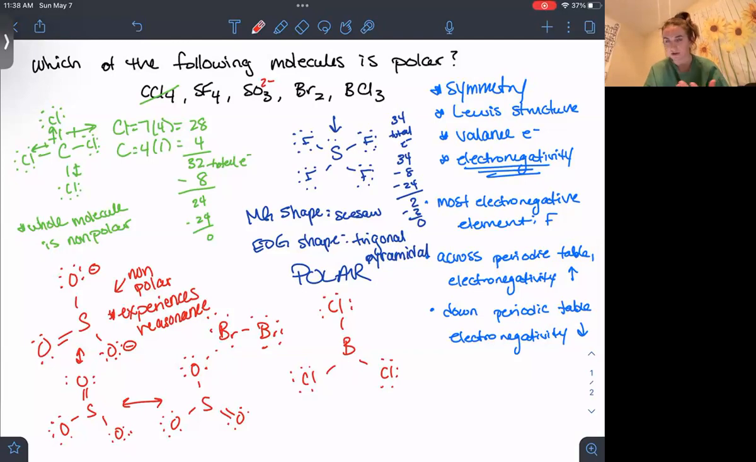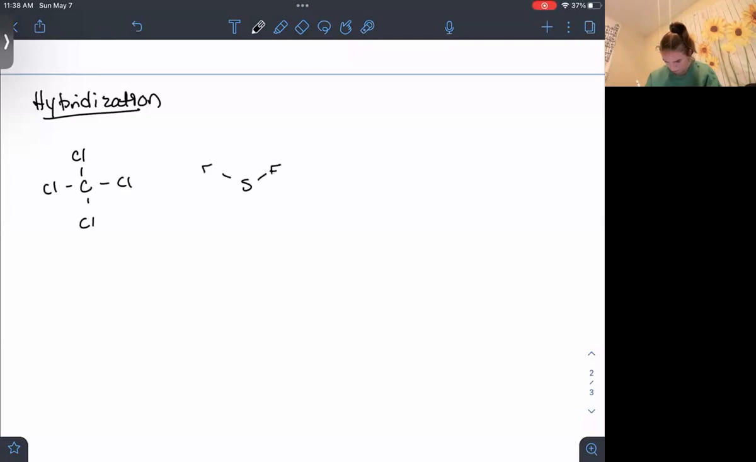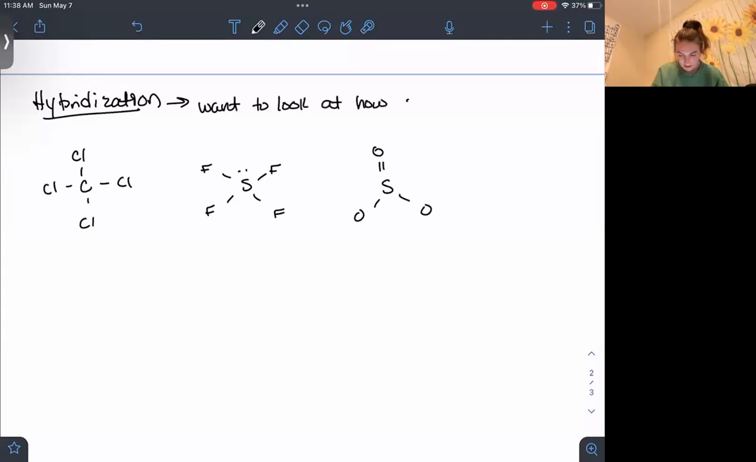Okay, awesome. I did ask for someone to go over hybridization. And so we can do that based off of 3 of these structures here. So I'm just going to write this one more time. Okay, so for hybridization, you want to look at how many electron domains are around the central atom.